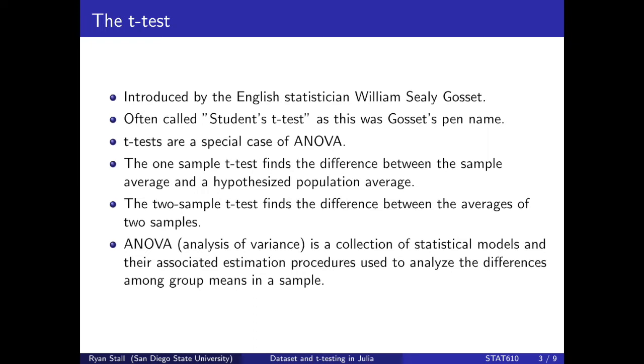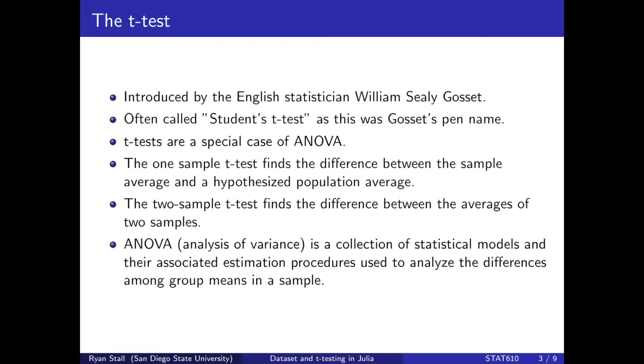First, a little background. The t-test was introduced by the English chemist and statistician William Sealy Gosset in 1908. Because he worked for Guinness Brewing Company at the time, and they forbade their chemists from publishing their findings, he published them under the pseudonym Student. This is why it is often referred to as Student's t-test. T-tests are a special case of ANOVA.